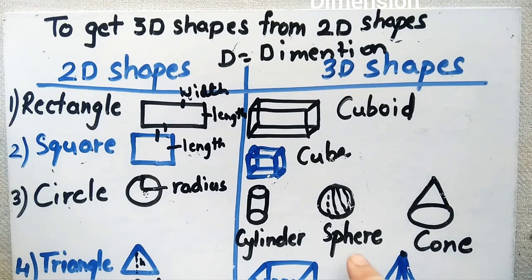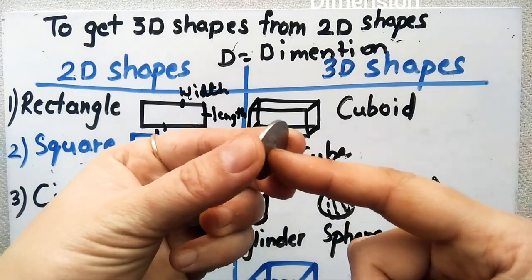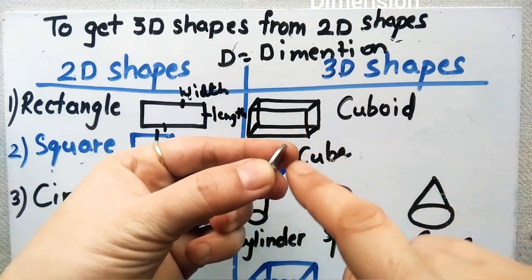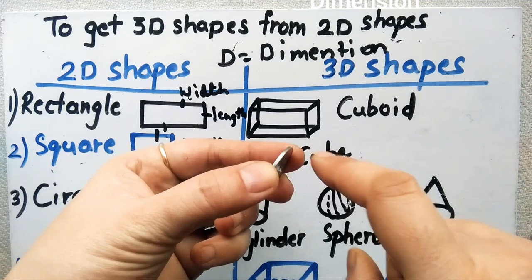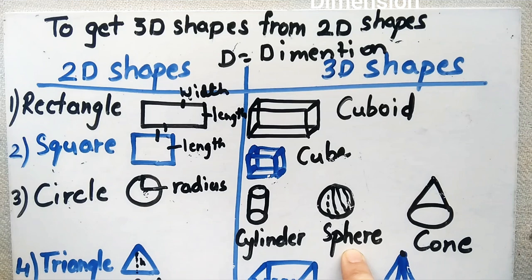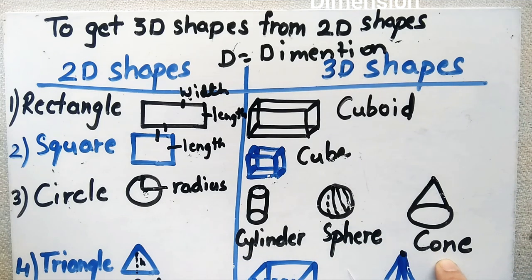And you will get a sphere from circles too, because suppose this is a circle here, and you arrange all the coins here in a circular motion, then you will get a sphere. So a sphere is nothing else but an arrangement of circles in a circular form. Now the cone is also made out of a circle and one curved surface, and there is height also, that's why it's a 3D shape.